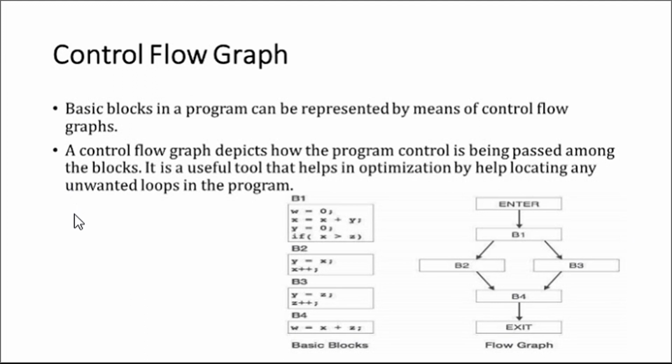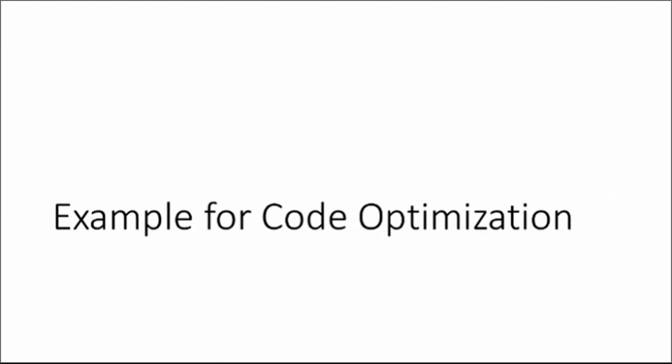Now, once we get the basic blocks, we want to represent them in terms of control flow. The basic blocks in the program can be represented by means of a control flow graph. The control flow graph depicts how the program control is being passed among the basic blocks. For example, we can enter into the B1 block. After B1 is executed, if some condition holds, then we go to B2. If that condition is false, then we go to B3. And after B2 and B3, by default, the B4 statement will be executed. So this picture represents how the basic blocks are going to be executed.